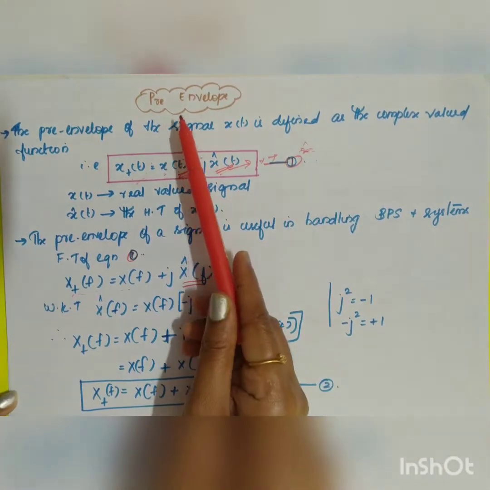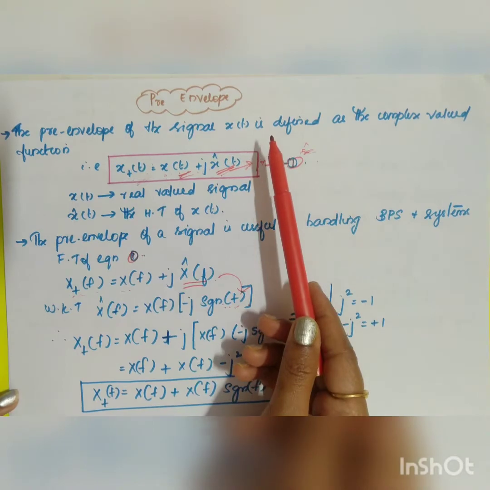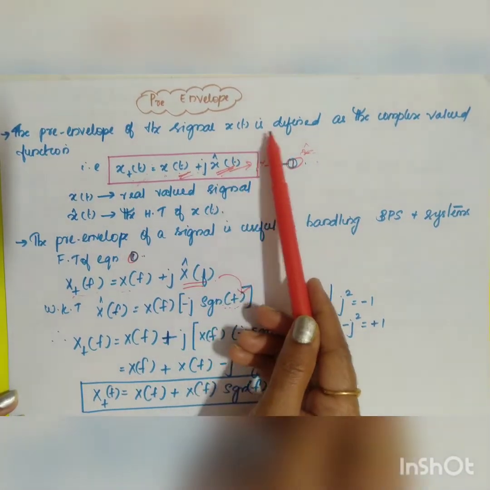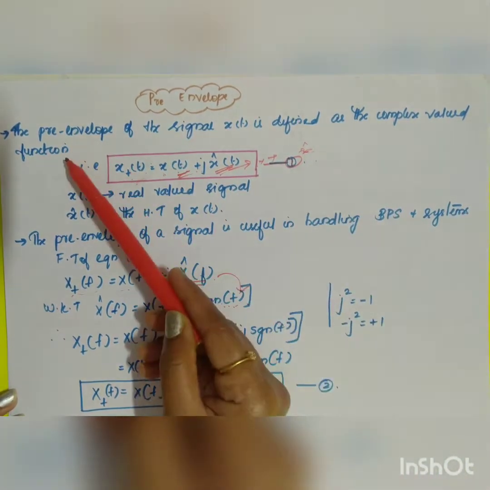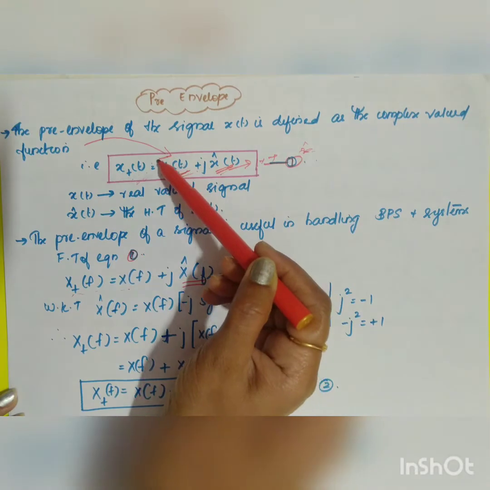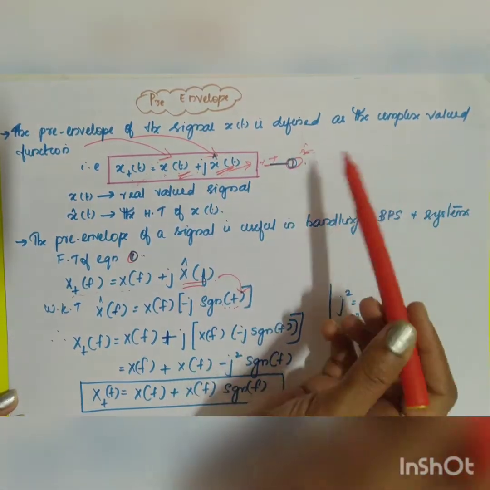So your next topic is the pre-envelope. Okay, so what is meant by pre-envelope? If you consider a real valued signal x of t, then the pre-envelope of the signal x of t is defined as the complex valued function in which the real term is the same as your x of t, and the imaginary term is equal to its Hilbert transform.